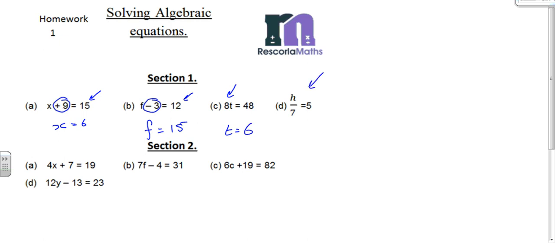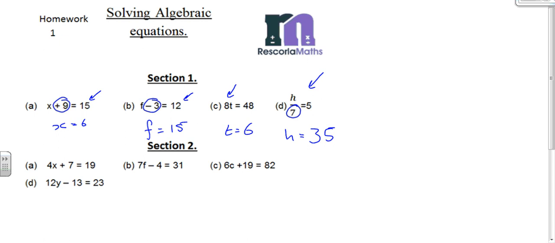Question D. We've got h divided by 7 equals 5. So now what we've got to do is get rid of this divided by 7. And again, to do that, we do the opposite of divided by 7. So the opposite of divided by 7 is times by 7. So 5 times by 7 is 35.